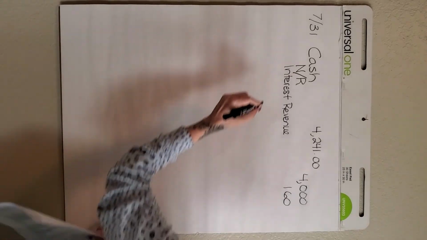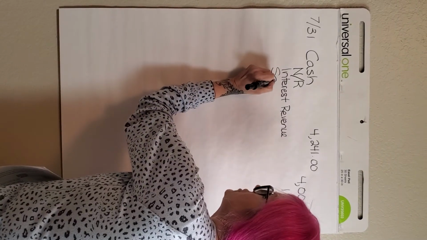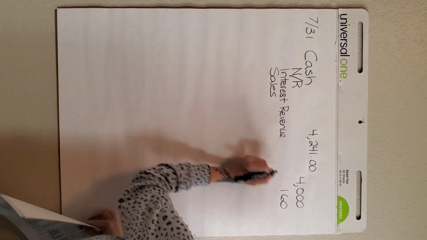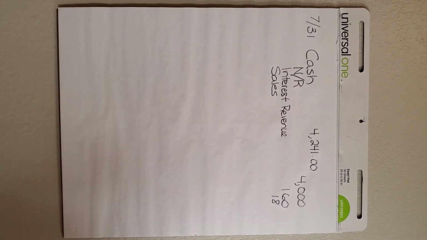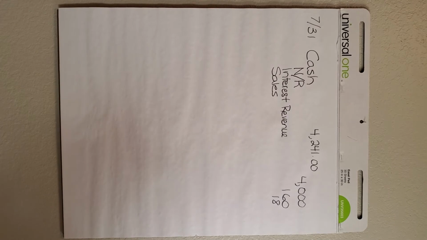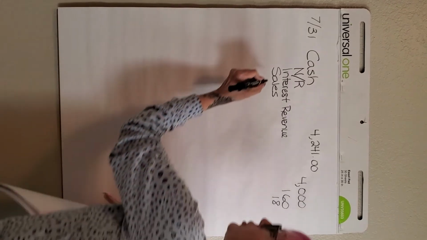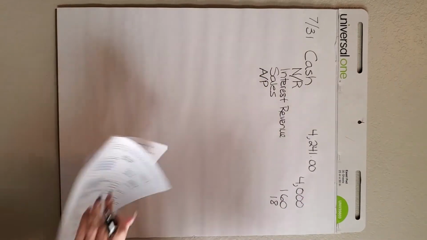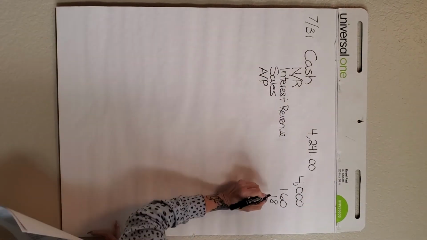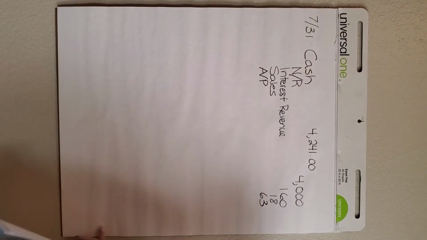When we made the $18 error on our deposit, all of our deposits are from sales. So we're going to credit sales, increasing that by $18. And then we also need to decrease our accounts payable because we had debited this accounts payable by $63 too much. So we want to make sure we take care of that account.